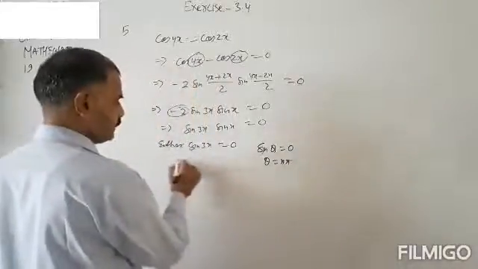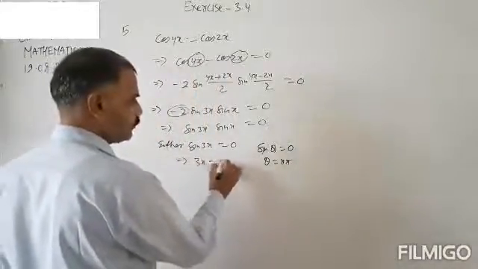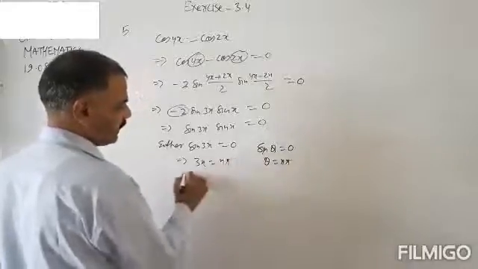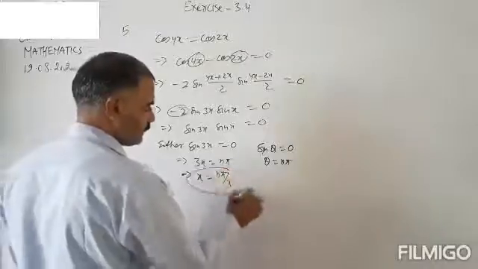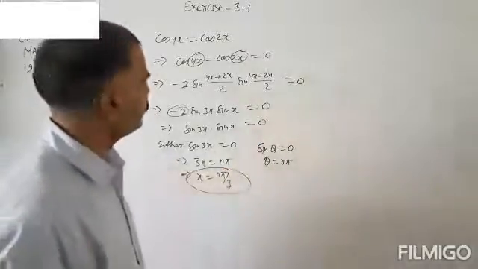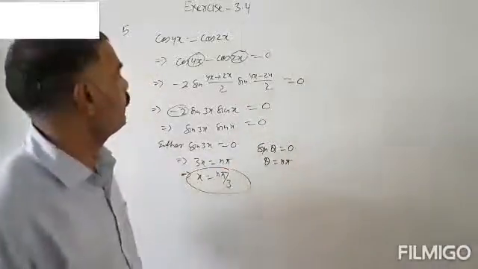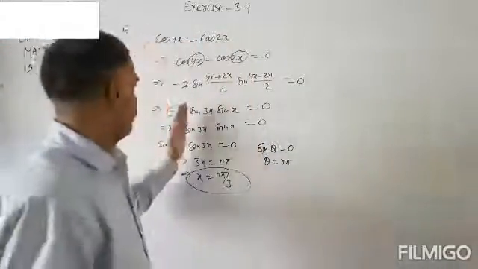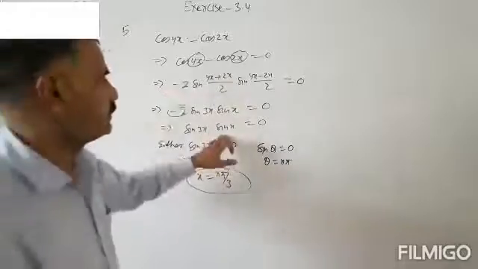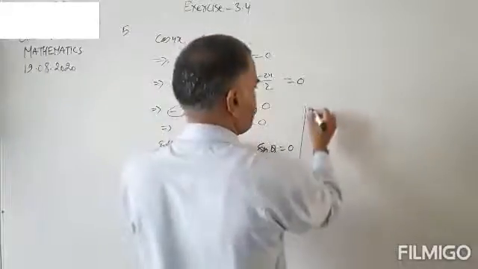Sin 3x equals 0 means 3x equals n pi, which implies that x equals n pi upon 3. So this is the first general solution of the given trigonometric equation. Now, the second term may be equal to 0.